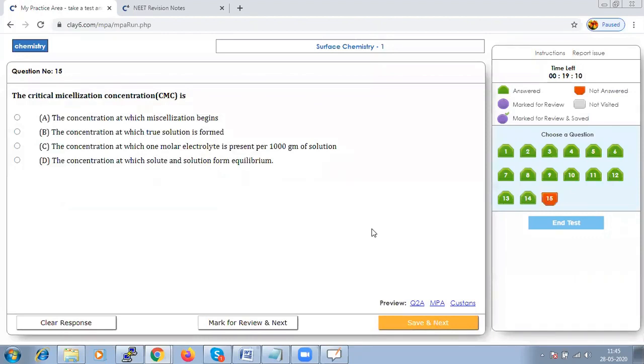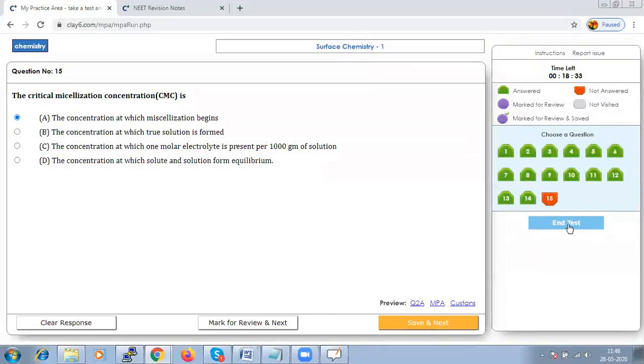The critical micellization concentration is a very simple factor when you study soap activities. CMC is the concentration at which micellization will actually start. Hence, from the given options, the concentration at which micellization begins is what we call the critical micellization concentration. Hence, option A should be right. Let us save that. Okay, we have completed all the 15 questions.